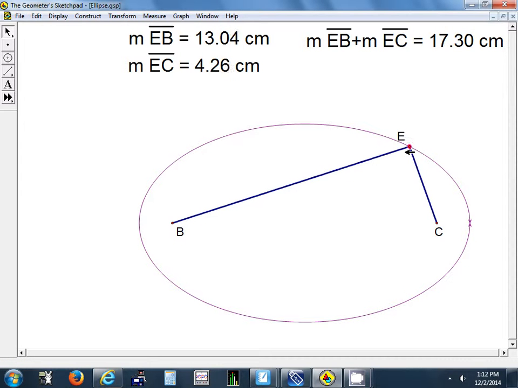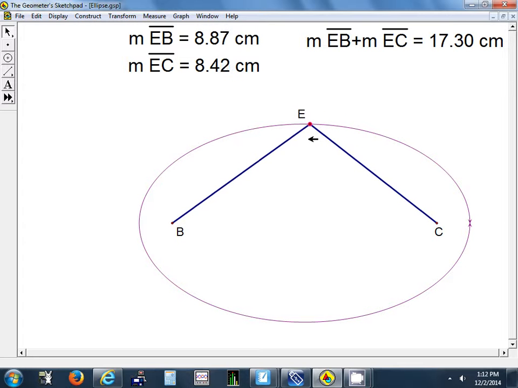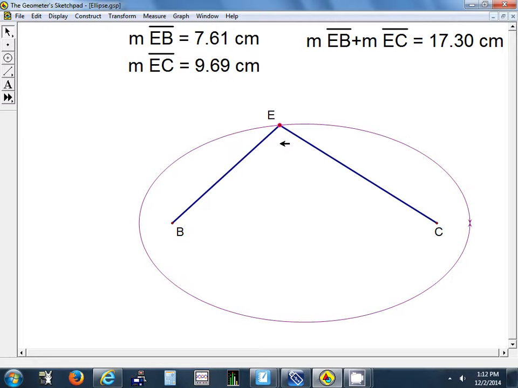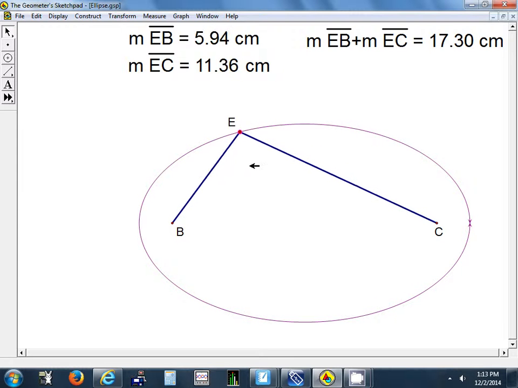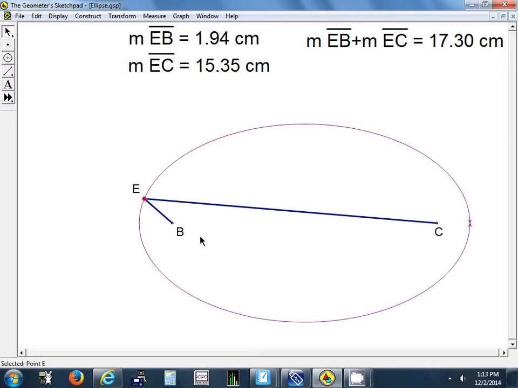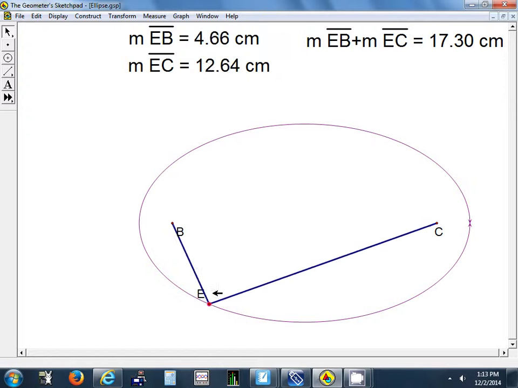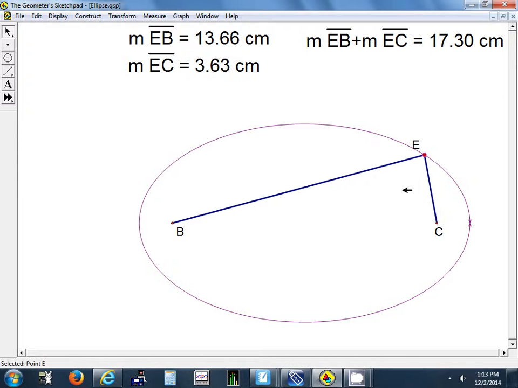So notice as I drag it, the distance from E to B and E to C is changing. But when you add up the distances, it's always 17.3. That's just for this special ellipse. It's 17.3. And there's a little rounding there, but it always adds up to the same thing. Any question on that? No matter where you drag it, add up those two segments, and it always will equal the same number. That's what makes it an ellipse.